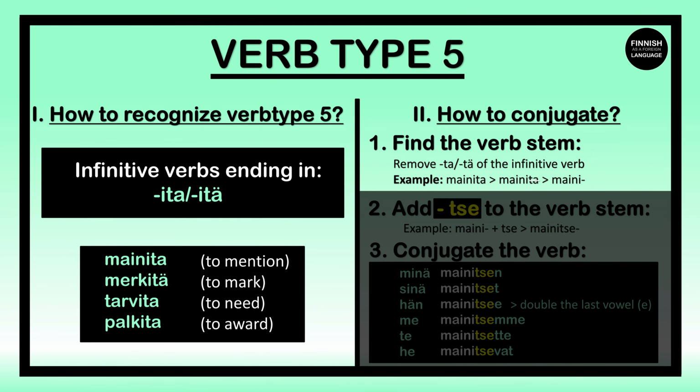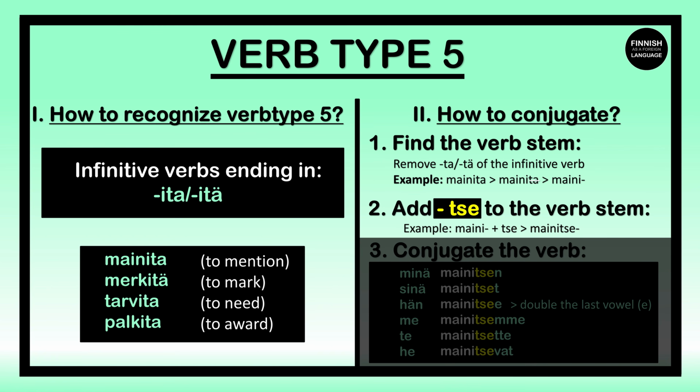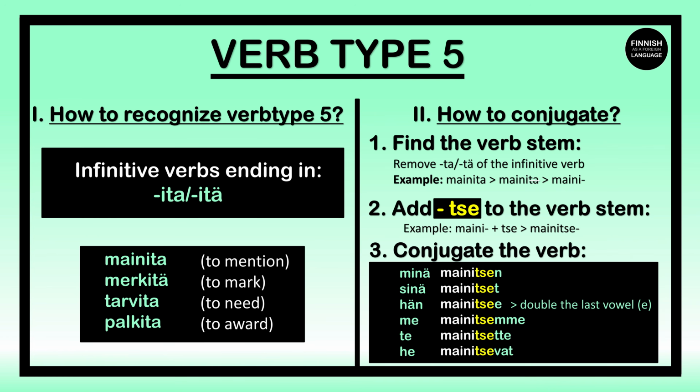First step, we have to find the verb stem. So that means we have to remove ta or te from the infinitive verb. For example, mainita, to mention, we remove ta and we get maini, which is our verb stem. Second step, here we have to add tse to the verb stem. For example, maini plus tse is mainitse. Now in the third step, we add to the mainitse the personal endings.